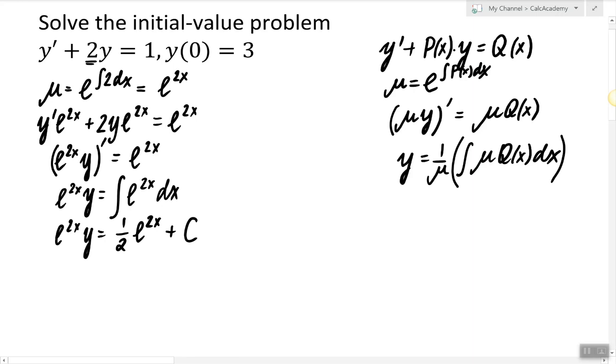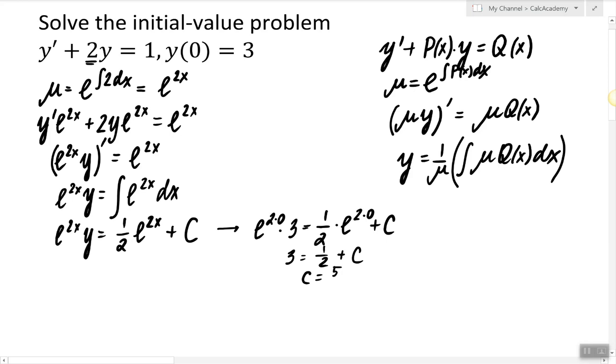So let's plug in 0 for x and 3 for y. So we have 3 equals 1/2 plus c. Therefore, c is equal to 5/2.